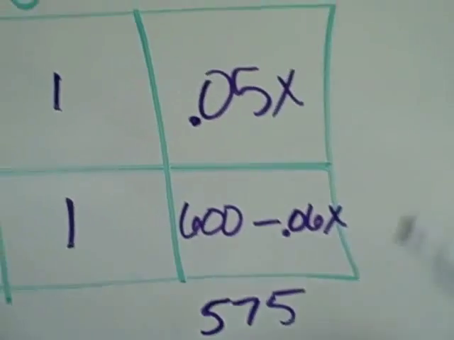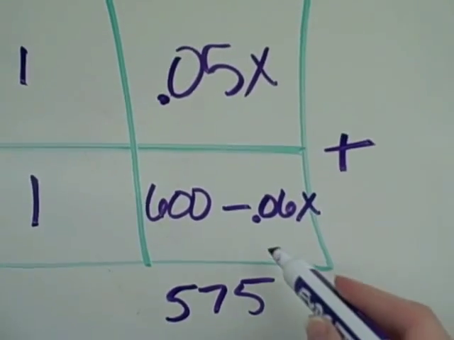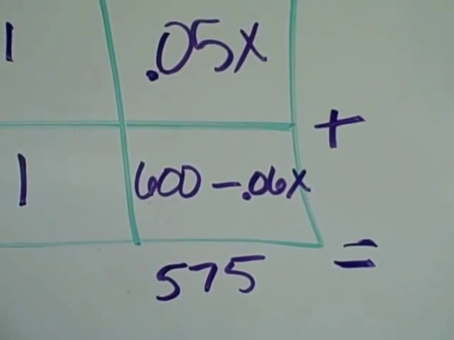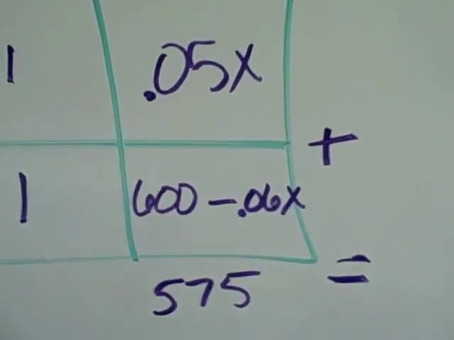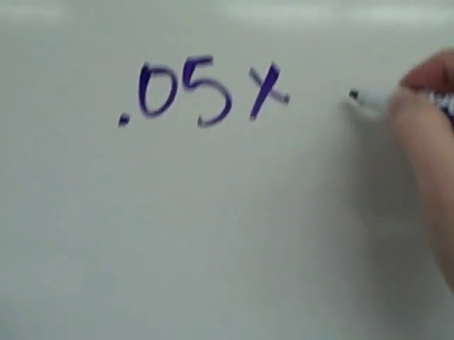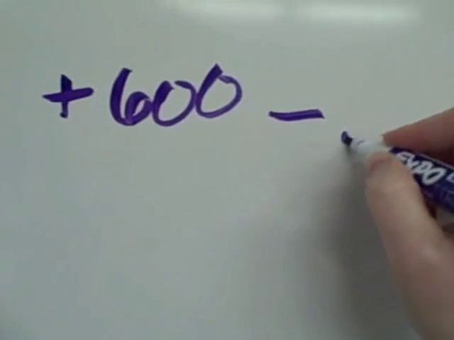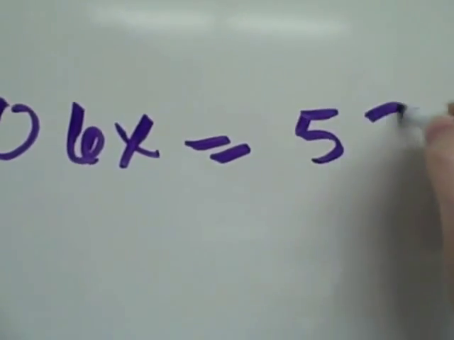Now, the interest he has from account 1 plus the interest he has from account 2 is equal to a total of $575. So this is going to give us our equation that we'll use to solve our problem. So 0.05x plus 600 minus 0.06x equals 575.